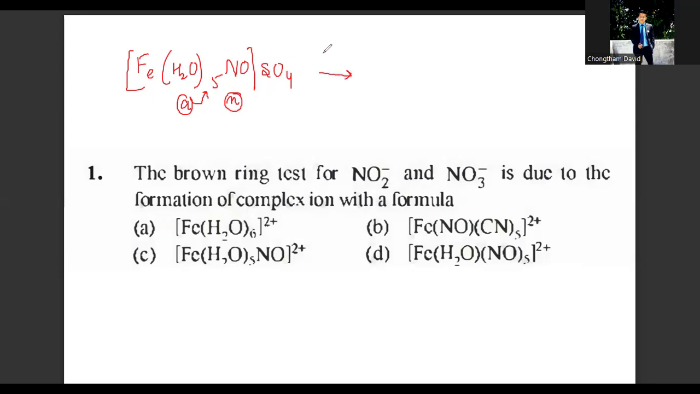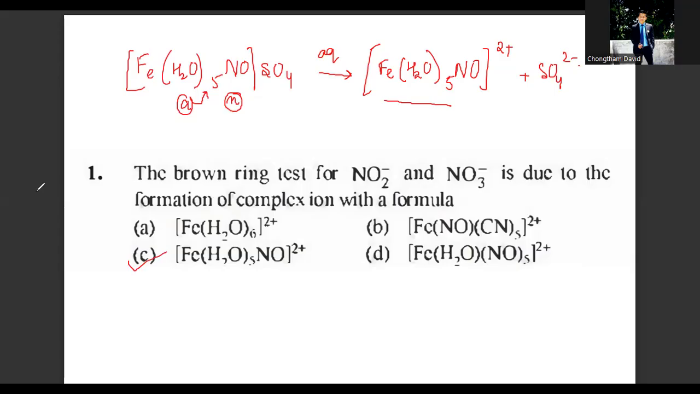Anyway, in the aqueous medium, this can dissociate into ions. The ligands present outside the coordination sphere, also known as the ionization sphere, would change to ions. So the name of this complex would be pentaaquanitrosyl iron(II) ion. So the brown ring test for nitrite and nitrate is due to the formation of the complex ion with the formula. Option C would be the correct answer. I hope it is understood.